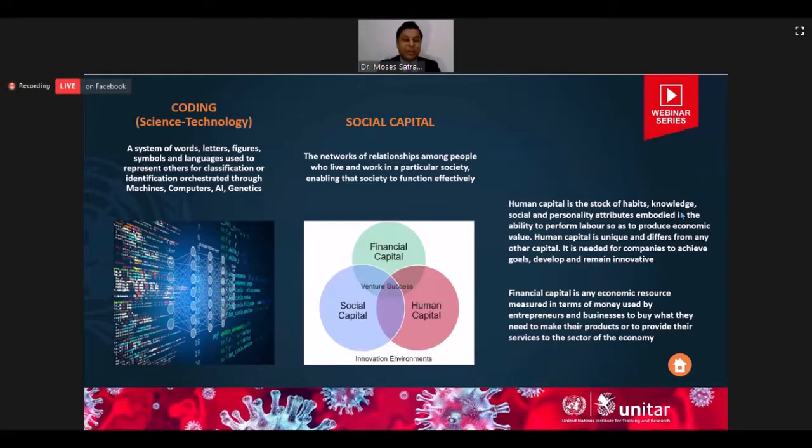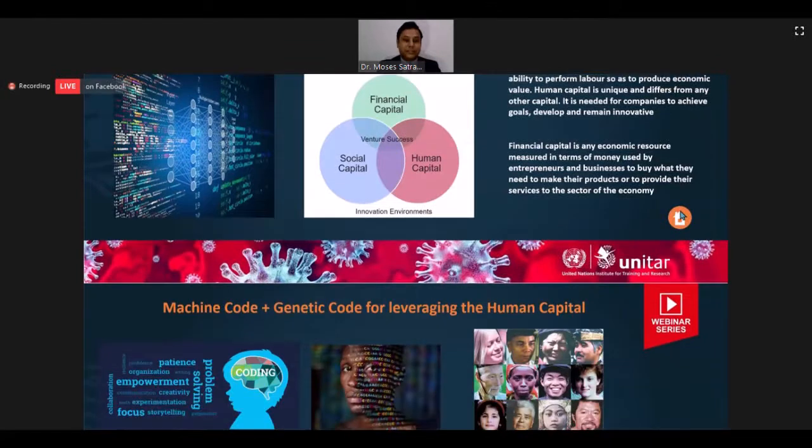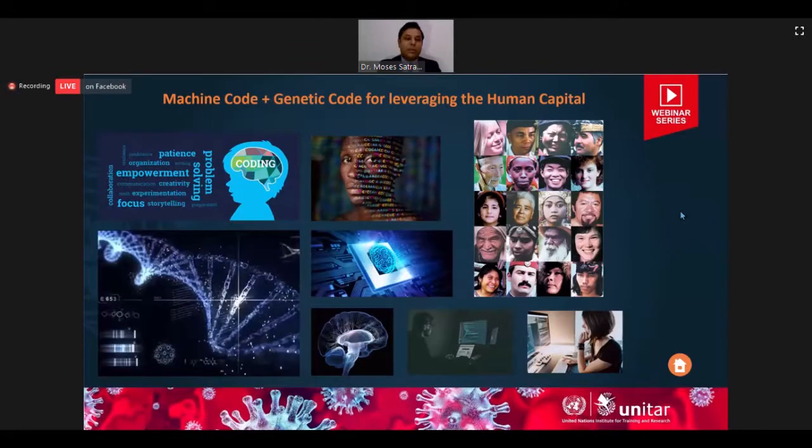This creates innovative environments. Now, if you look at machine code and genetic code for leveraging human capital, you need to look at how machinery can encode instructions through programming and languages. So many kinds of programming languages have come into the market, and they are also useful for students and children of all age groups to learn and grow. But you need to understand that the human body is hardwired with a genetic code in itself.